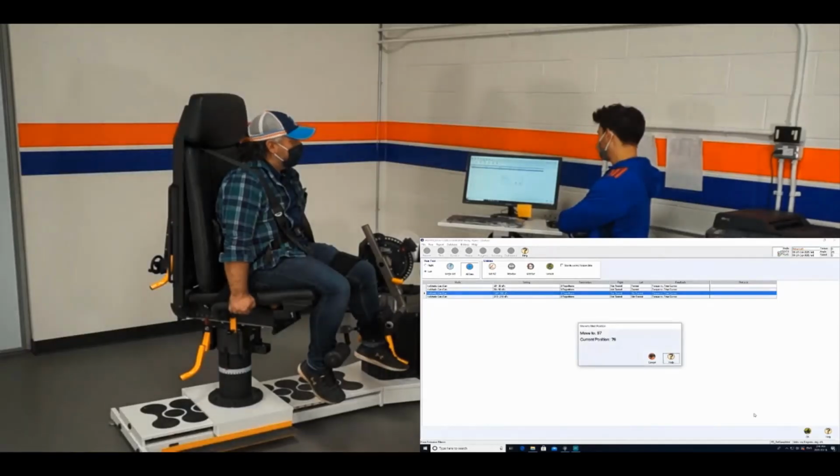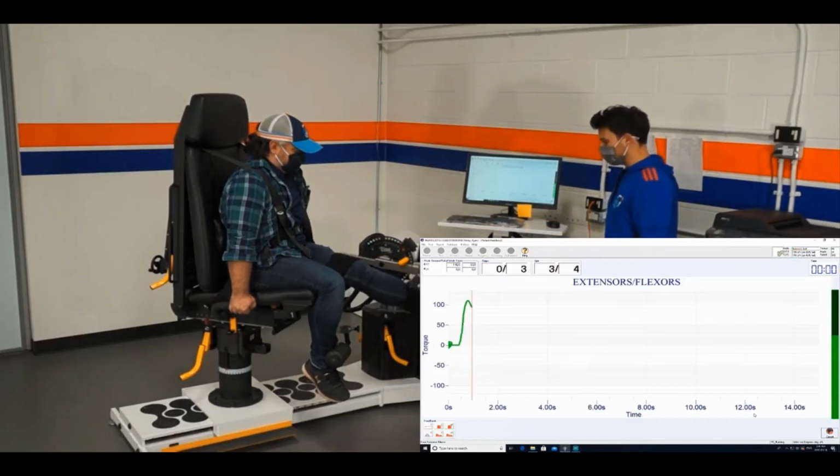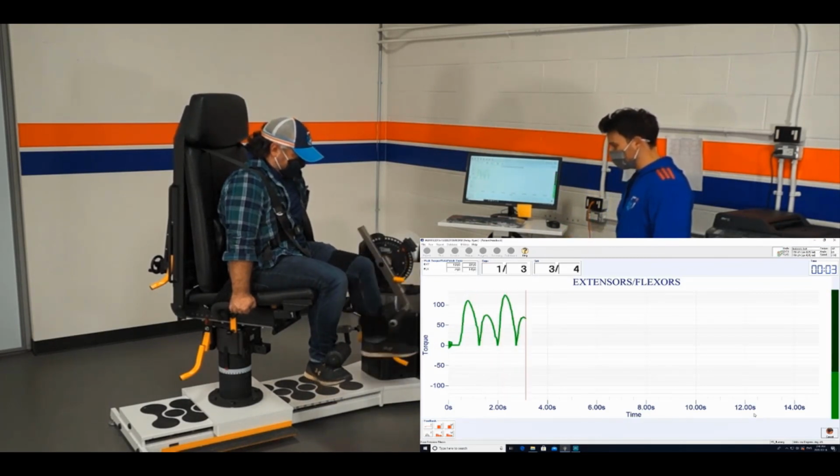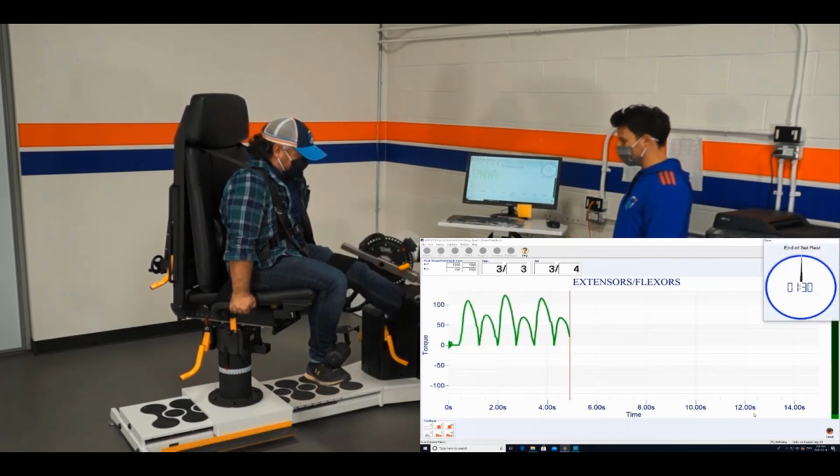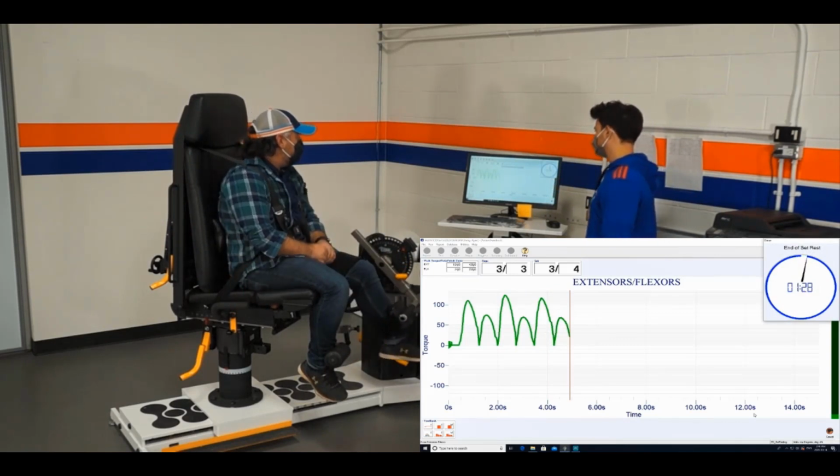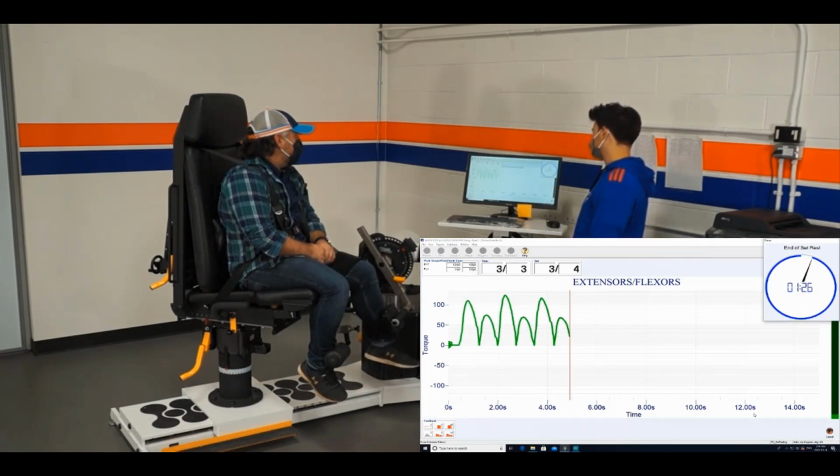Finally, we're going to do one last speed here, 150 degrees per second. This is pretty fast, but feels fairly natural when you're doing something concentric. You're pretty comfortable with doing that. Your muscles are used to shortening.